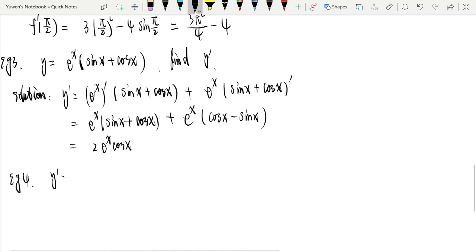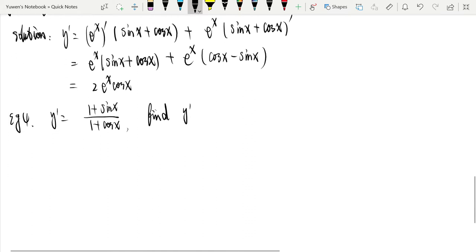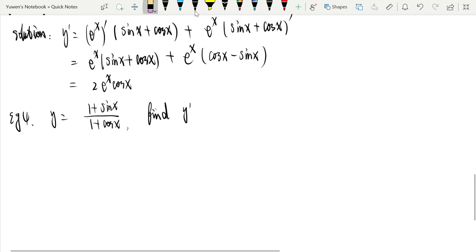If y equals (1 plus sine x) over (1 plus cosine x), how to find the y derivative? No, that's not. That's y. This is the quotient rule.